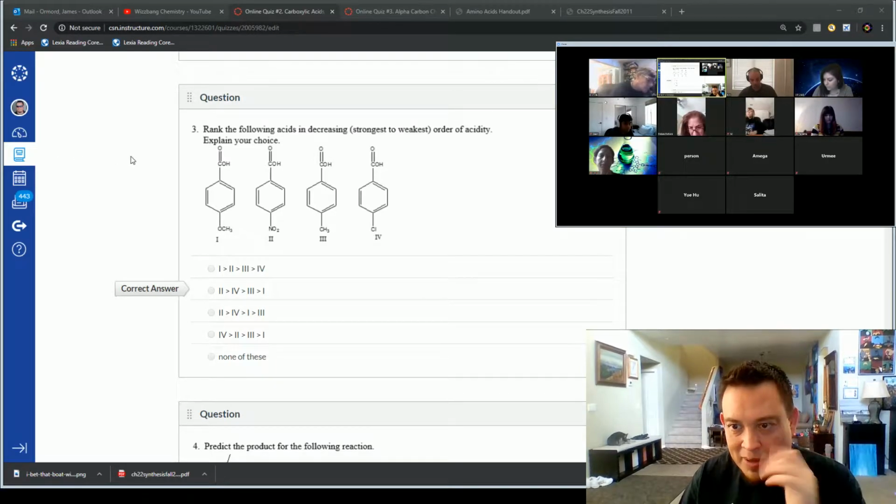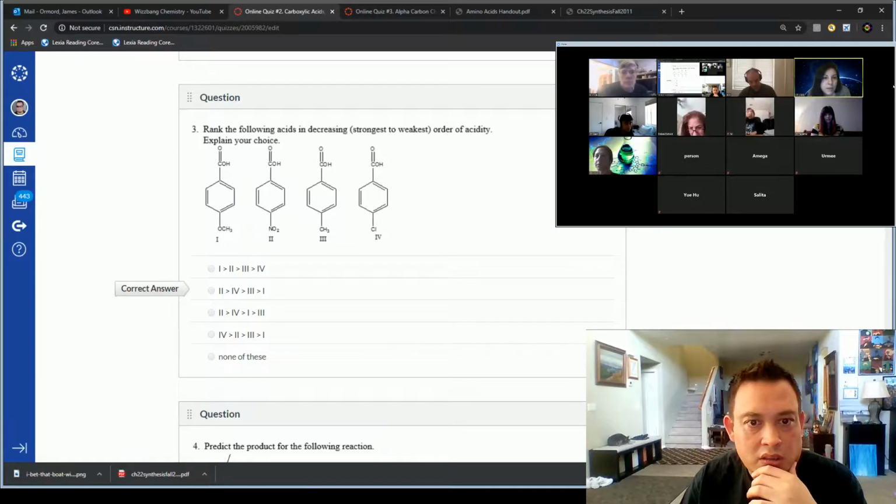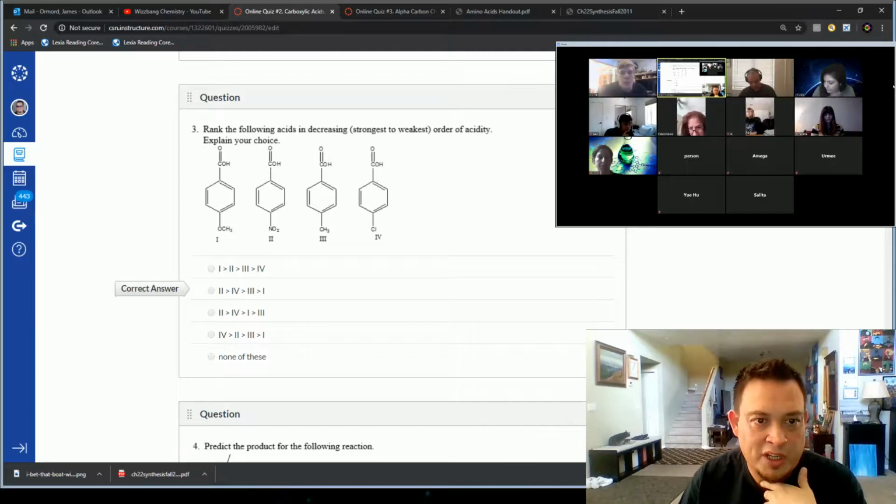And if you guys have any questions now, you're more than welcome to ask as we go along. You said 1 being the strongest what? Activator. So because 1 has the strongest activator on it, it makes it the weakest acid.